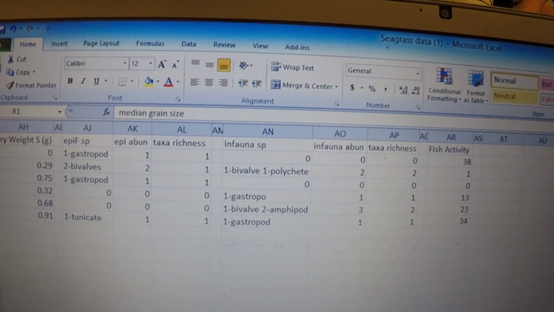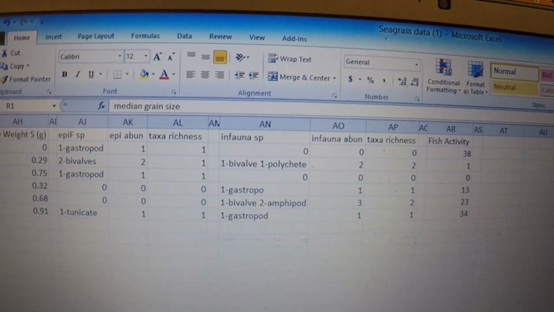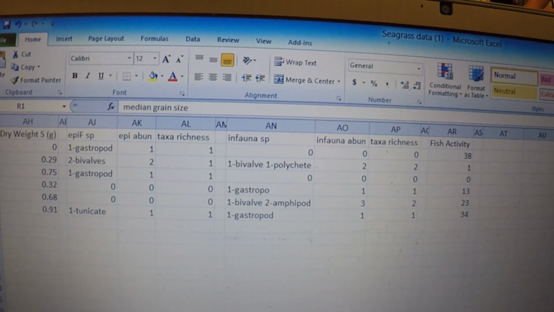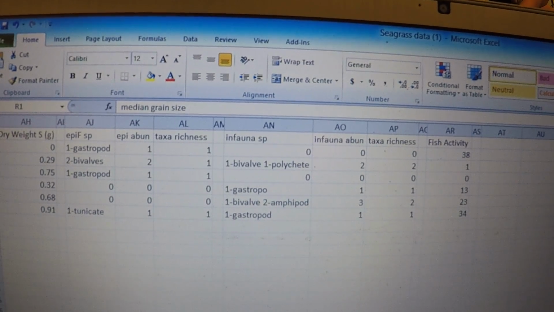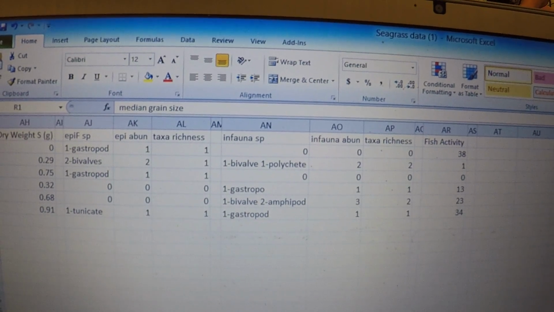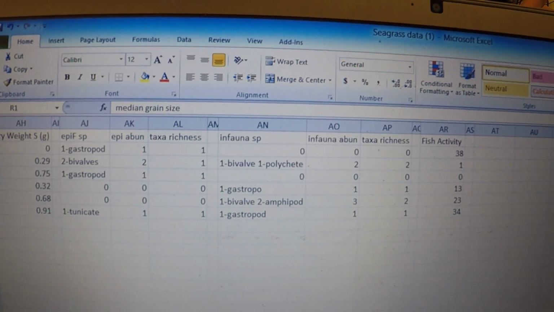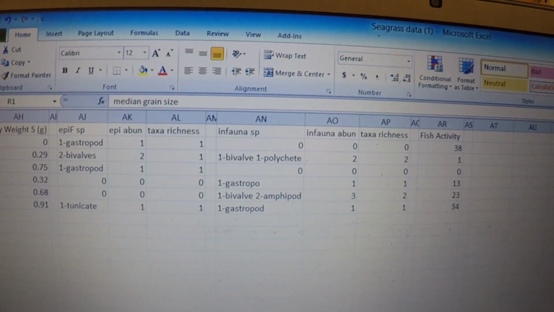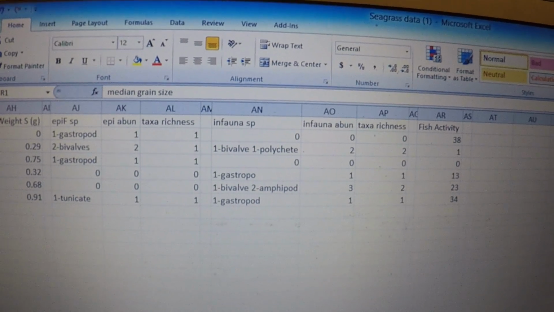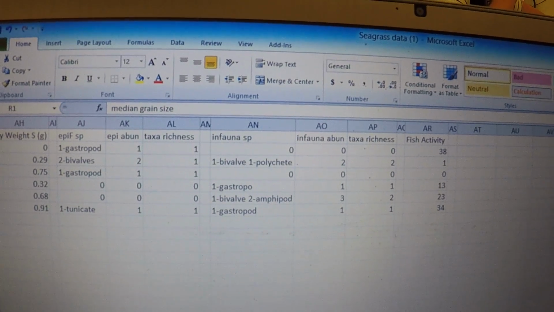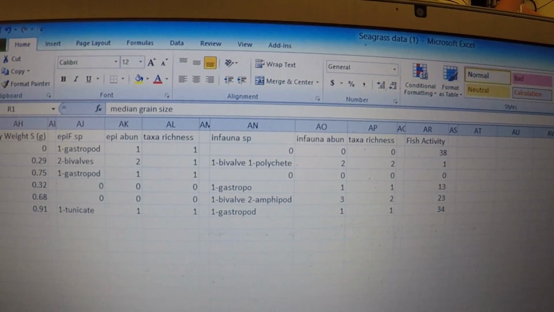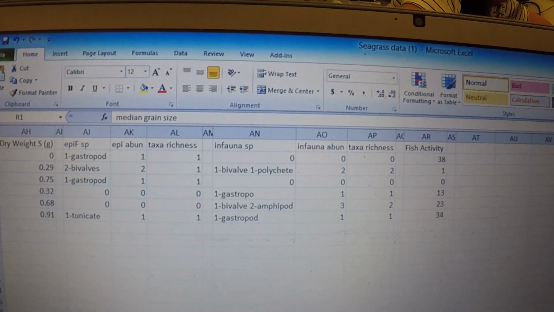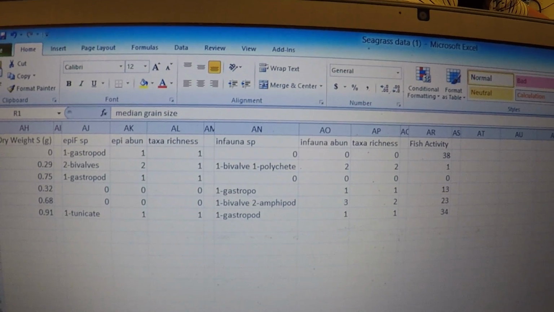Then we get into some of our animal information. We have our epifauna species. So here you can see the type of taxa that we had: one gastropod, 2 bivalves, 1 gastropod, 1 tunicate, when we actually got animals. And then after that, you'll see a column for epifauna abundance. So we just took the total number of animals that we found, and then we have the number for taxa richness. When I talk about richness, we're talking about the number of something. So often you'll hear about species richness, and that will be the number of species you have. But here, because we weren't actually identifying species, but just simply identifying taxa, we have the taxa richness.